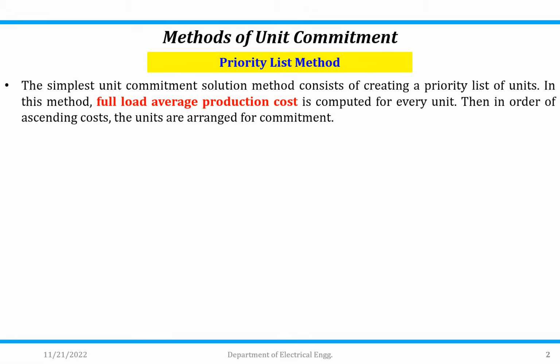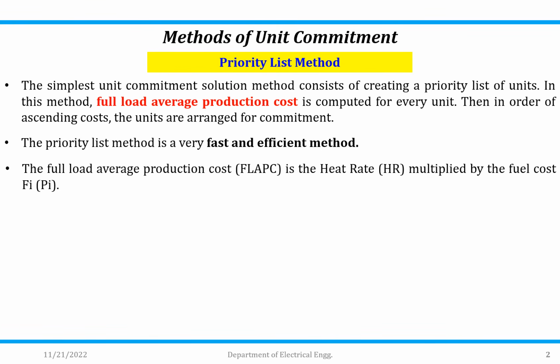This is the simplest unit commitment solution method, which consists of creating a priority list of units. In this method, we calculate the full load average production cost for every unit. Then we arrange the units in ascending order of cost. The priority list method is a very fast and efficient method.